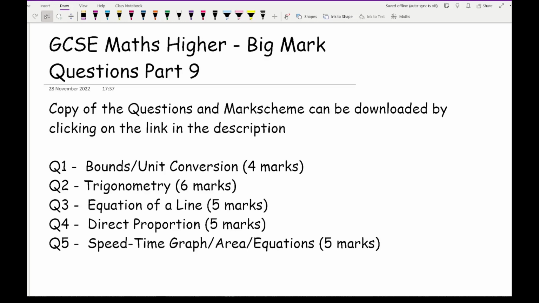So going through the questions, some of these questions are pretty much unique to one particular topic. Question 1 looks at bounds and again mildly with regards to unit conversions. Question 2 is a big trigonometry question. Question 3 is equation of a line. Question 4 is direct proportion, and question 5 is a speed time graph with a mixture of area, which is quite common because the area under that graph is going to be the distance, and looking at equations.